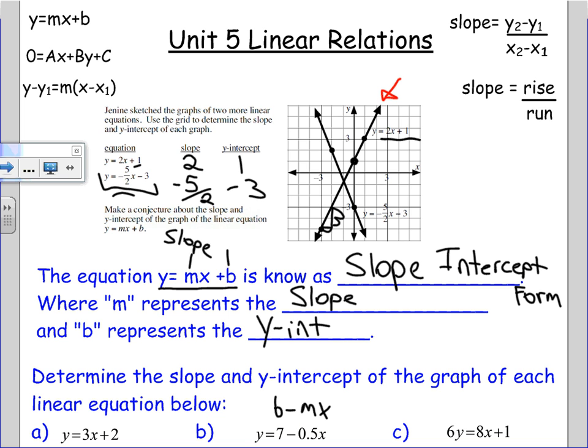For C, C's trickier. What's your y-intercept? What is it, Maya? Close. Not -1. It's not 6. It's not 8. Here's the problem we have. We have 6y is equal to 8x plus 1. It's 1 over 6, because there's a 6 over here. And our form always comes in just y equals mx plus b.